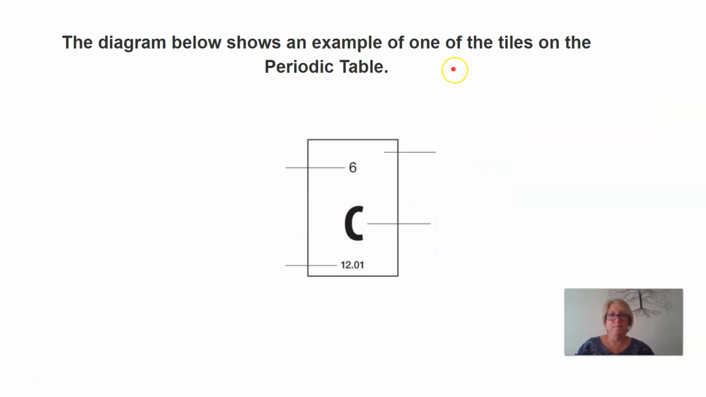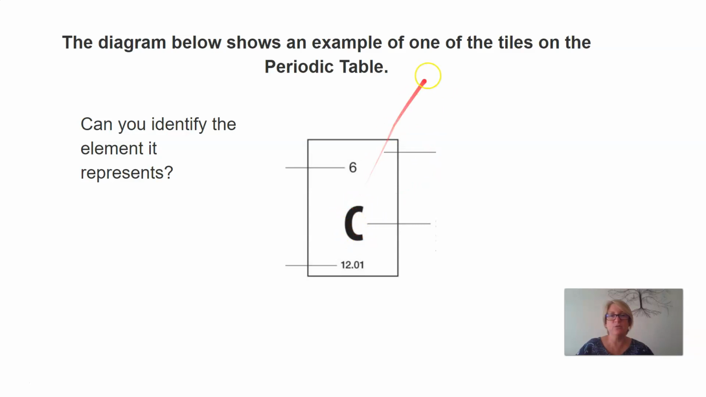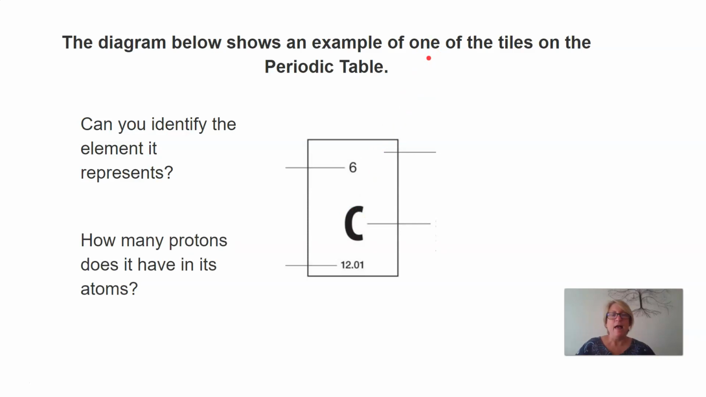Let's have a look here. So this diagram below shows an example of one of the tiles on the periodic table. Can you identify the element it represents? So we can see there's a capital C. What element is represented with capital C? And then looking at this tile, are you able to work out how many protons it has in its atoms?